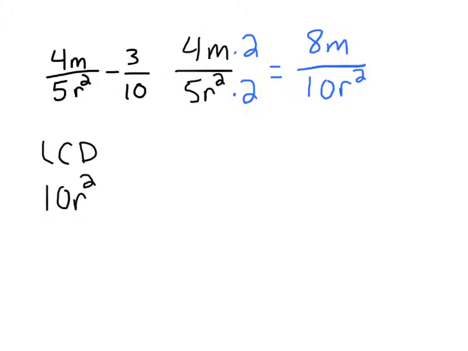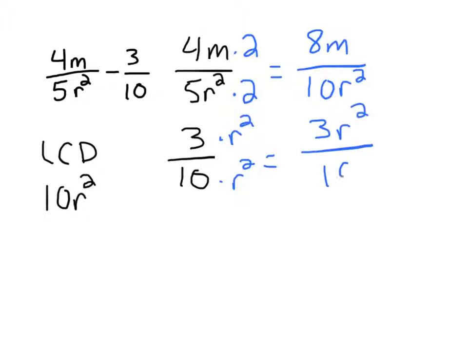Now I'm going to do the exact same thing, only I'm going to do it to this one here. So I've got my original one, which is 3 over 10. Now on this one I have to look at this 10 here and ask, what do I need to multiply it by to get 10r squared? I see that it's missing my r squared, so I can just multiply the top and the bottom by r squared. So I'm going to do that by r squared times r squared. And that would give me 3r squared all over 10r squared.